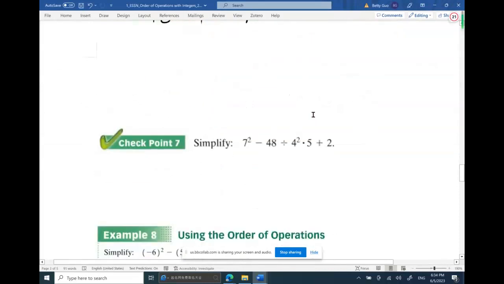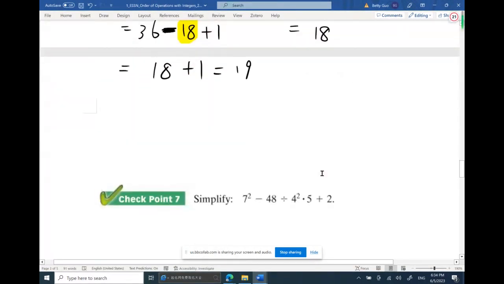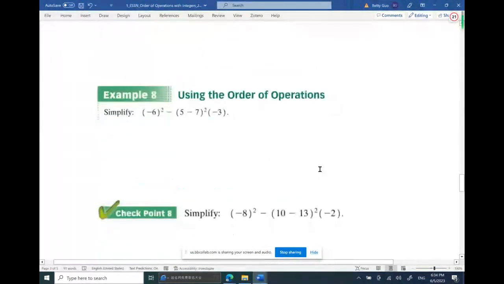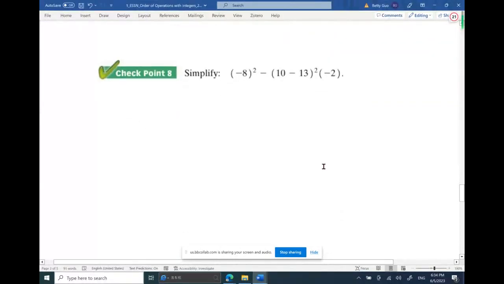Let's practice more. Any question about this example? We used all 3 rules, and those 3 rules are all we need to apply when it comes to the correct order of operations. Let's do this one. Simplifying or evaluating, the same purpose. Apply the correct order of operations to get the value of the expression.